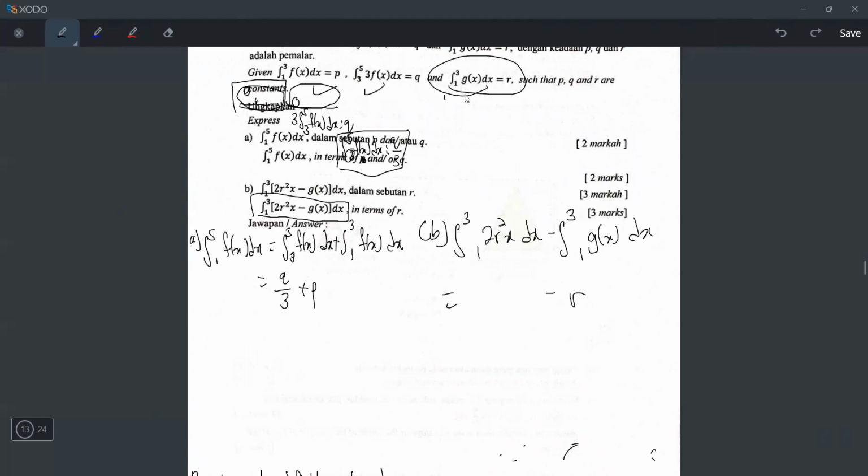Can I use the information that they gave? I don't think so, because the information they gave is either integrate fx or integrate gx. This one is not even integrate fx gx, it's integrate 2r square x. So I think I have to integrate this myself without relying on this. So how to integrate this myself?